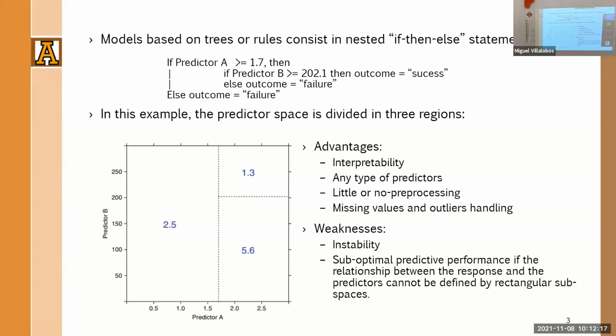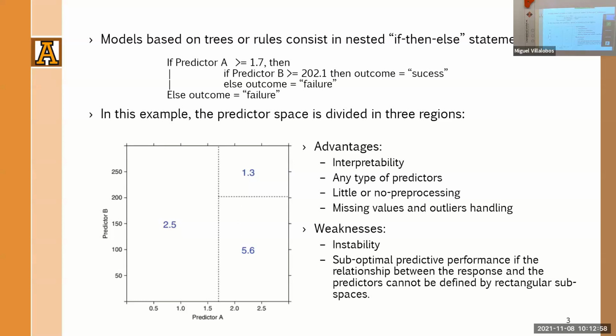they also have weaknesses. One of the weaknesses that they have is instability. Decision trees are very sensitive to the data set that we use for training the model. If we select a slightly different set for training, we may get a completely different tree. That's why, particularly with decision trees, it is very important to use resampling methods like cross-validation. It's very, very important.